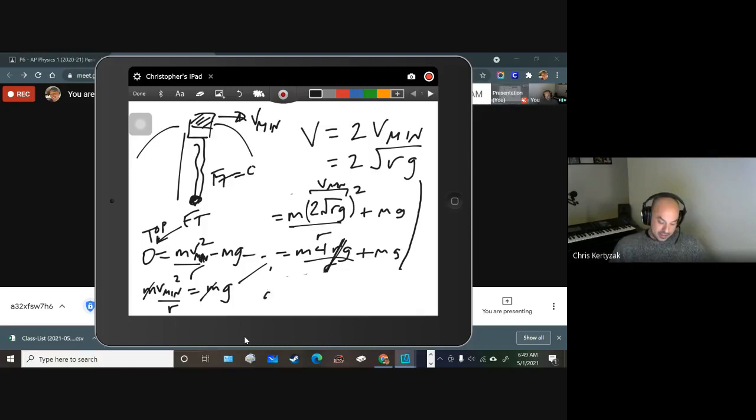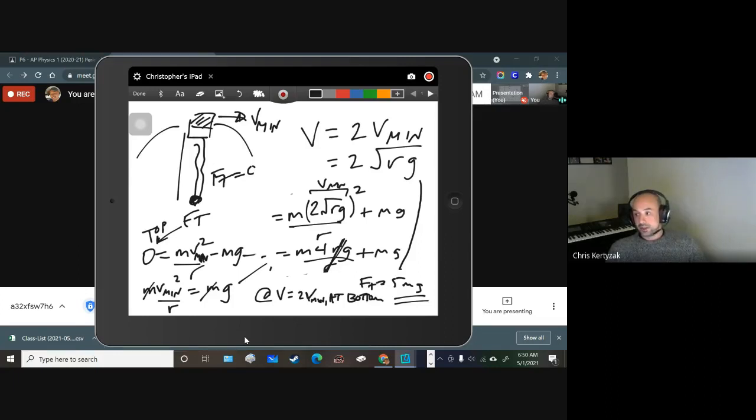So that means at V equals 2 V min, at the bottom, FT would equal 5 times your weight, 5 mg. So for me, if I was being swung around at 200 pounds, then it would be 1,000 pounds of tension in the rope at the bottom if I was going twice the minimum speed necessary for me not to fall out of myself. I don't know if that doesn't make sense. At the top. So that's kind of how we do that.